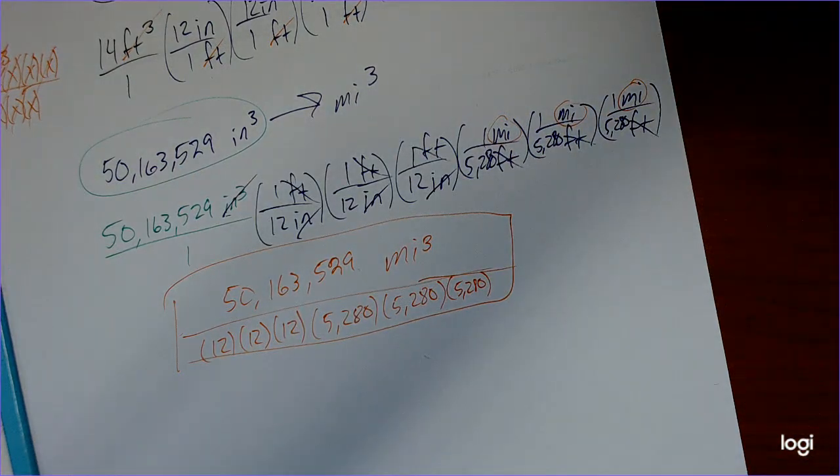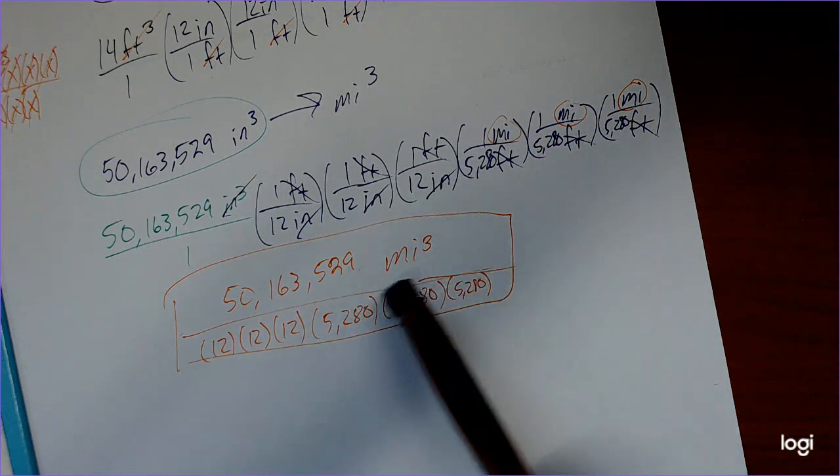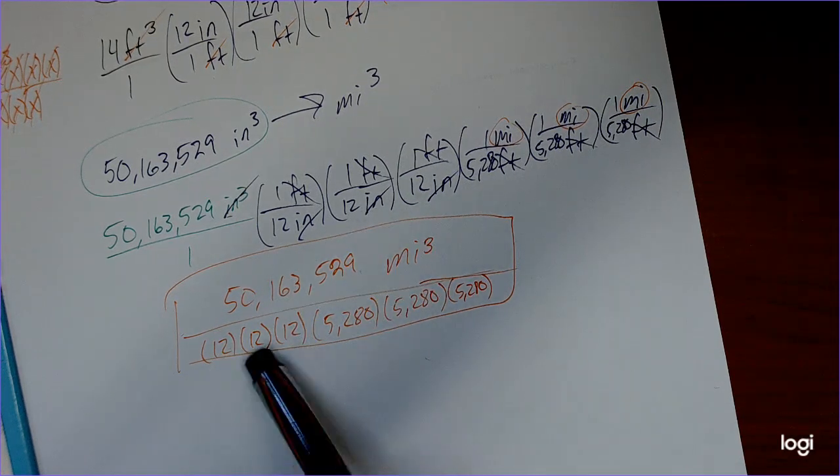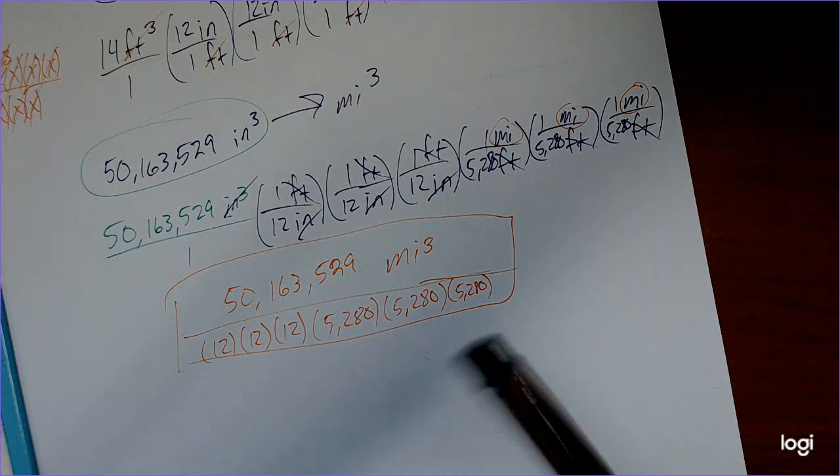It takes up a lot of space on the paper, but I think it's much better than dividing this number by 12, then dividing that answer by 12, then dividing by 12 again, and so on.